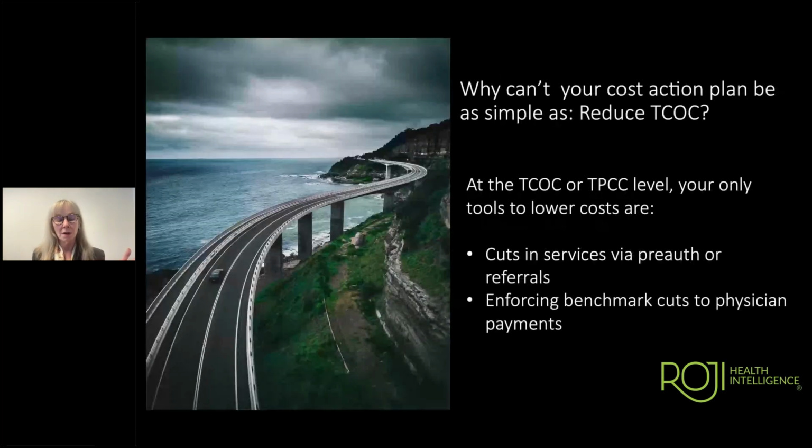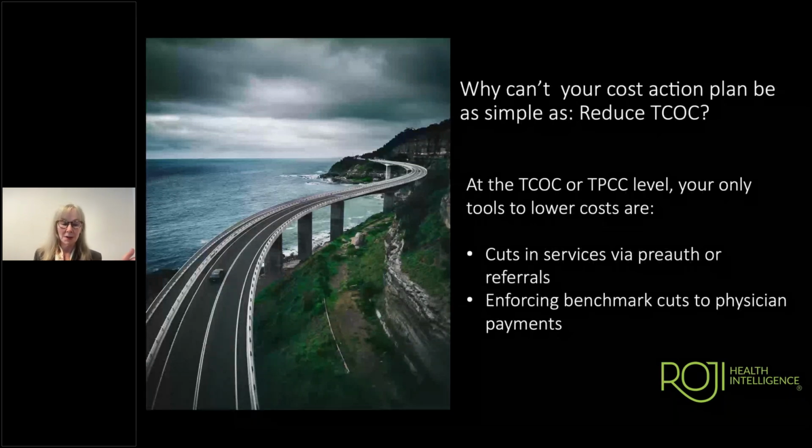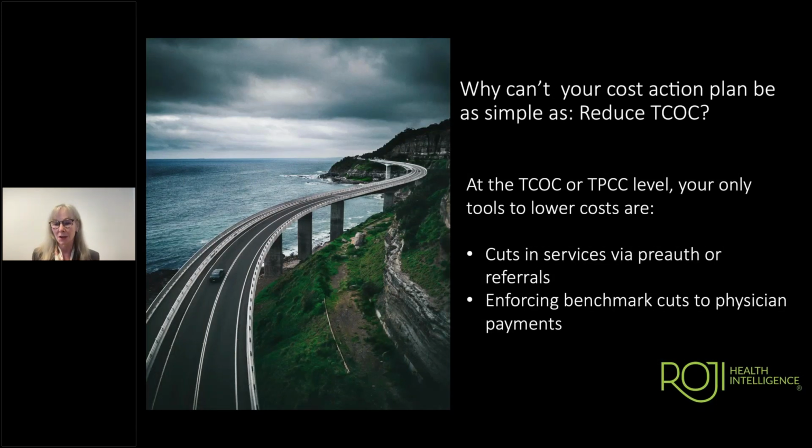So why, if you're doing cost management, can't your action plan be as simple as, well, just reduce total cost of care? Because it doesn't give you any information about how you would go about doing that. So at the total cost of care level or at the capitation level, there really are only two tools available to you. You can cut services. You can do it on the front end by pre-authorization or on the back end by referrals, or you can enforce benchmark cuts to physicians if they go over the mark. Neither of those is a very attractive solution and really doesn't get at reducing costs. It simply artificially lowers the services and costs that are tallied up.